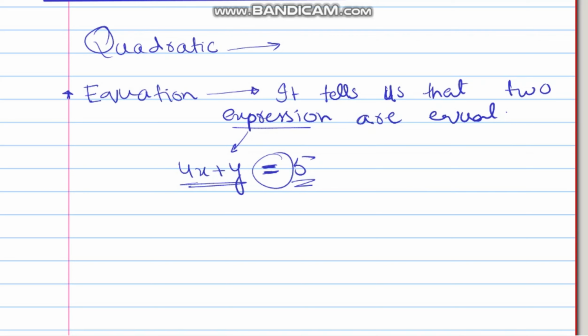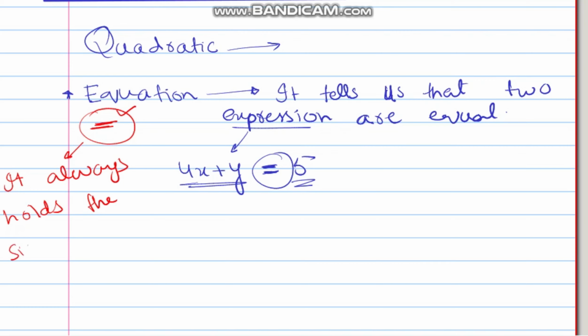An equation will always contain the equality sign. Without this sign there is no equation. This sign is very important for the equation. It always holds the sign of equality. This is basically the symbol or sign of equality. We remember these things. Okay, now what is meant by quadratic?